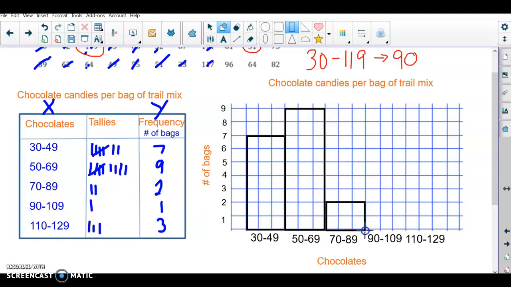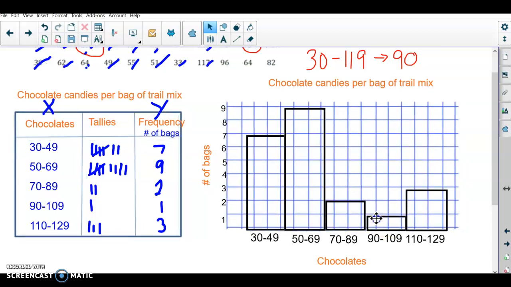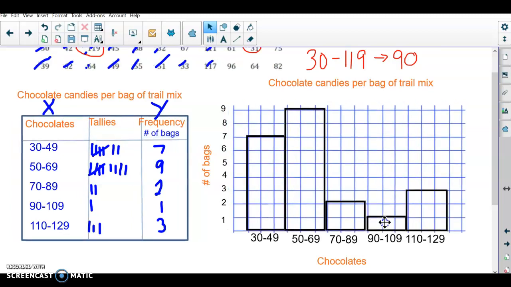Notice how all of my bars are the same width, and they're all touching. That one I'm going to have to fix. They're all 3 squares wide, and then 3. Okay, let me fix that. So all bars are touching. Whoops. Of course, I did not want to do that.